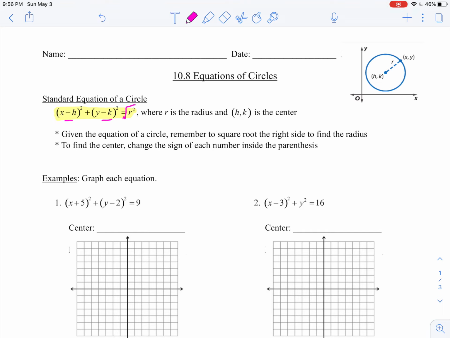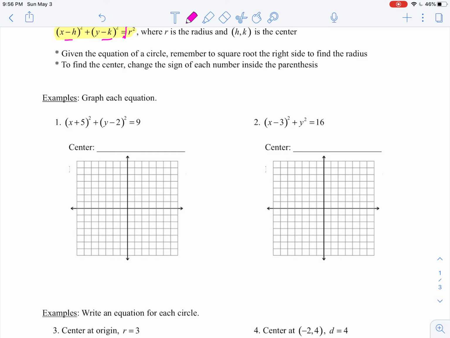So in question number 1, we have the equation of a circle, (x plus 5) squared plus (y minus 2) squared equals 9. First, we're going to identify the center of the circle. Inside of the parentheses, the formula is x minus a number. Well, x plus 5 is the same thing as x minus negative 5. So our x coordinate of the center is negative 5. Then y minus a number. This one's already y minus 2. So our y coordinate is 2.